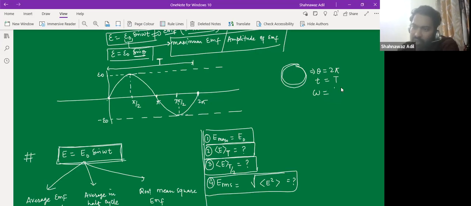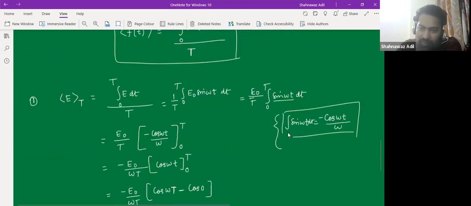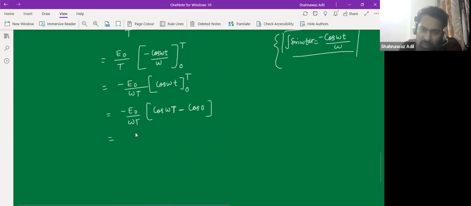That would be theta by t, right? So for the full cycle, this is the angular velocity. So omega is 2 pi by T. If we recall this and put the value of T, that would be 2 pi by omega. So if we write this in here, this would be minus E naught by omega t, and cos omega t is cos 2 pi, minus cos 0, which is 1.